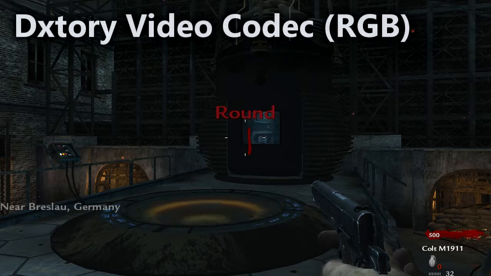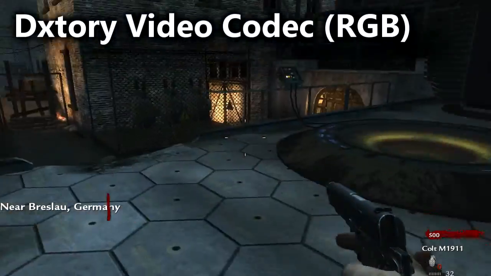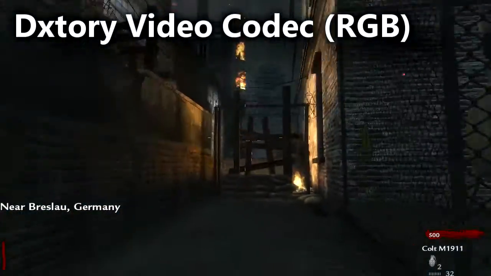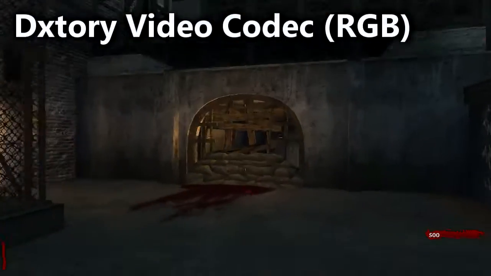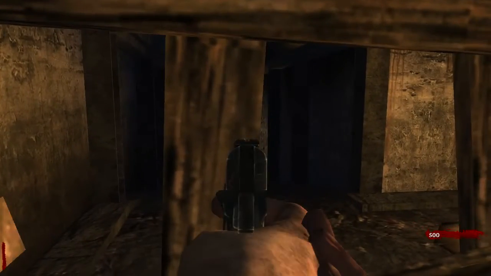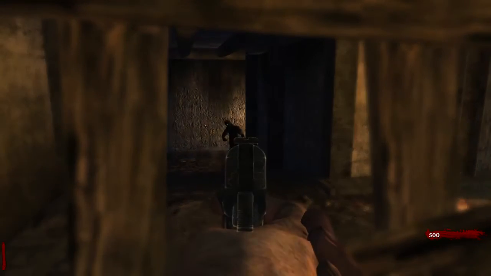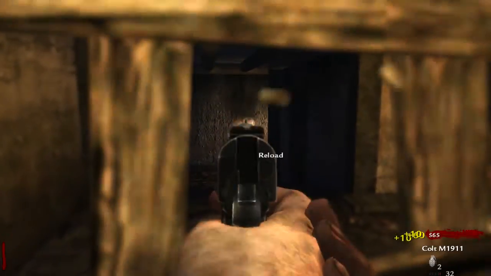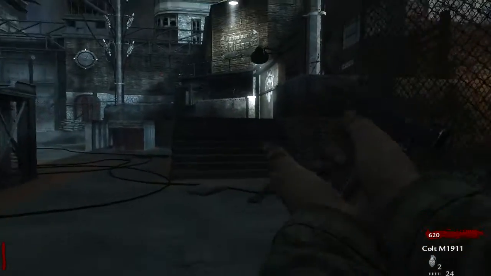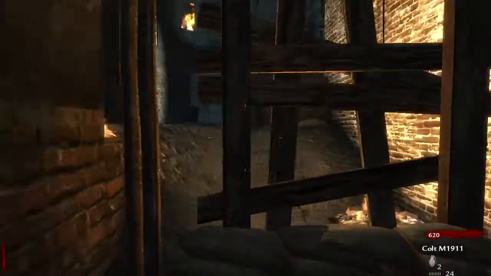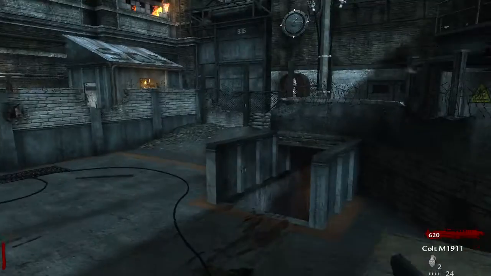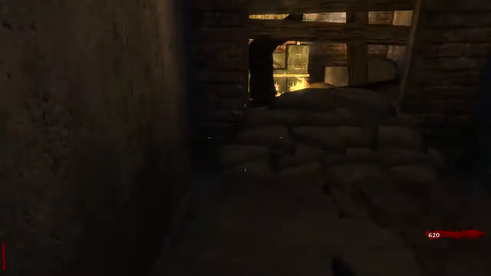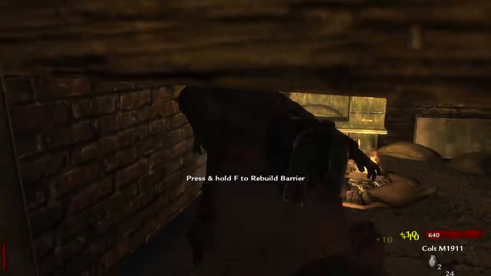The second codec that we are going to be looking at is the Dxtory video codec in the RGB setting. Now, what I really didn't like about this is the whole file size was huge. For 59 seconds, so about a minute, it came out to 4.55 gigabytes. Now the reason is this is recording literally the one-to-one aspect of what you see on your screen.